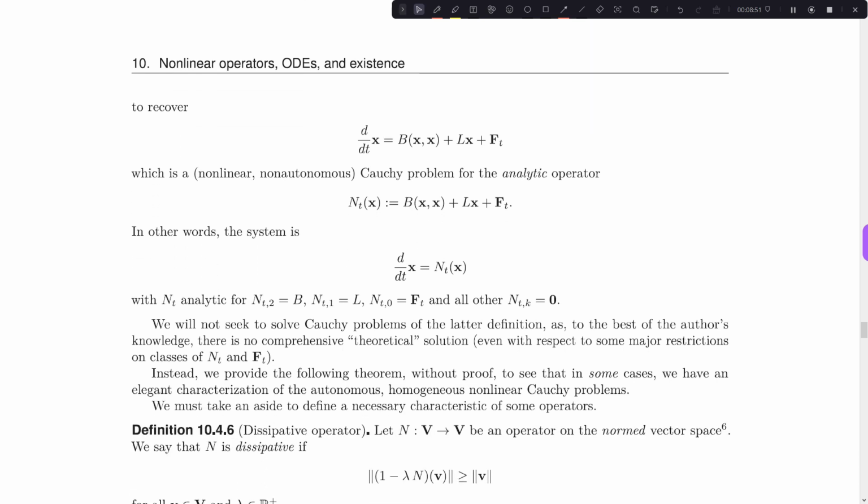Okay, and primarily we're not going to be able to get the beautiful matrix exponential solutions that we had before when it came to linear Cauchy problems. There are two solution methods, which I'll provide, one today and one in the next lecture. And the one today relies on the following definition. This definition is called dissipativity, or a dissipative operator.